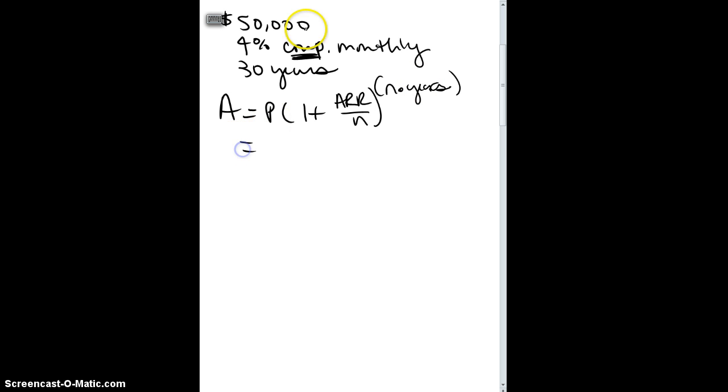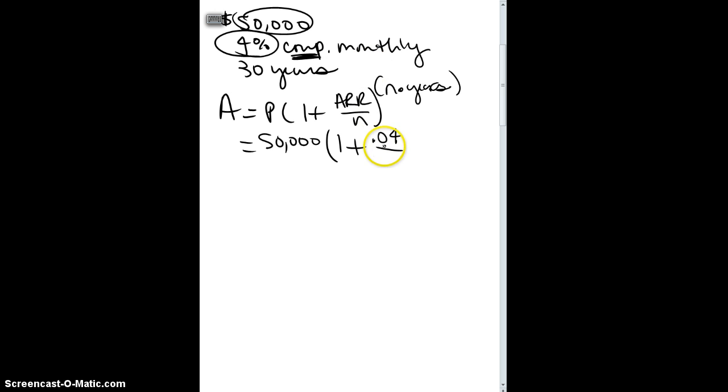And so what we're going to do is $50,000 is your principal. That's how much you're saving. So say you inherited 50,000 from some relative and you're going to invest it. And then you have 1 plus. Now this is your interest rate, which is 4%. Again, put it in decimal form.